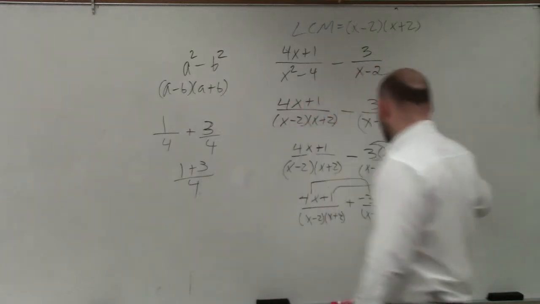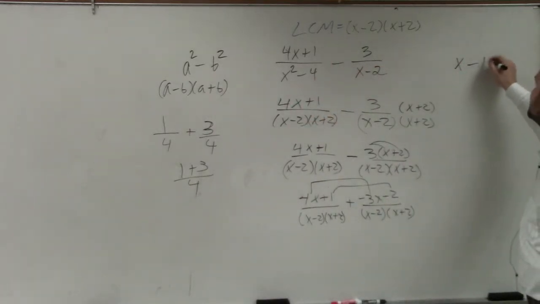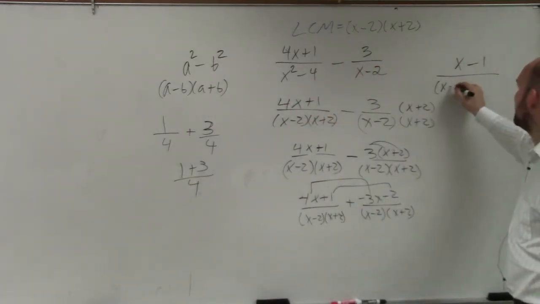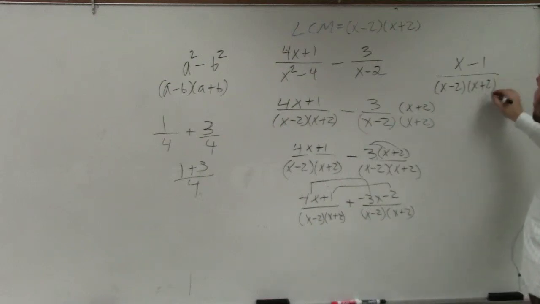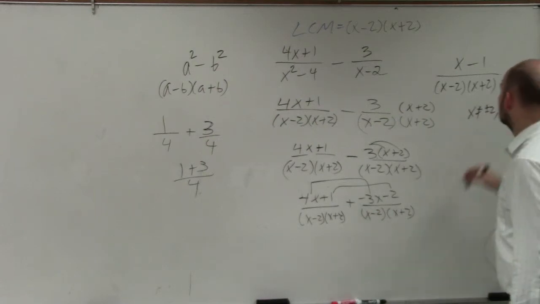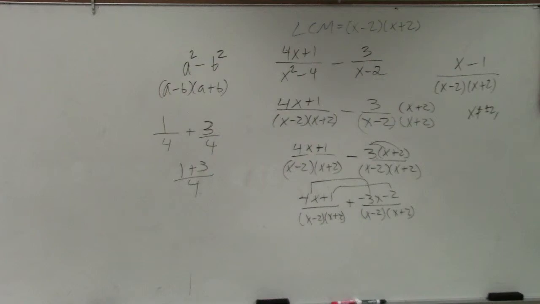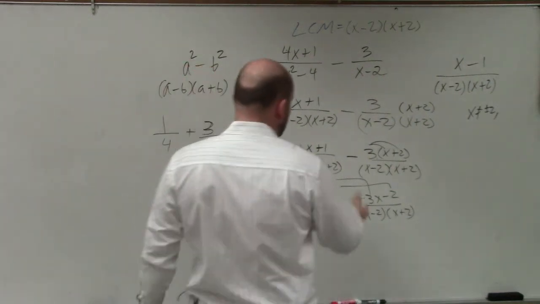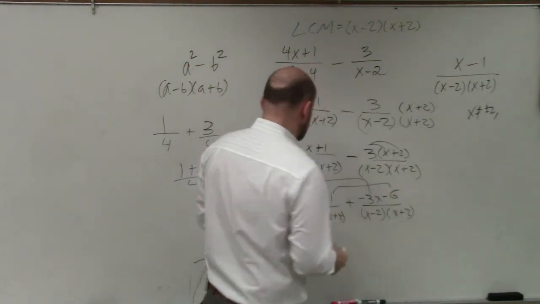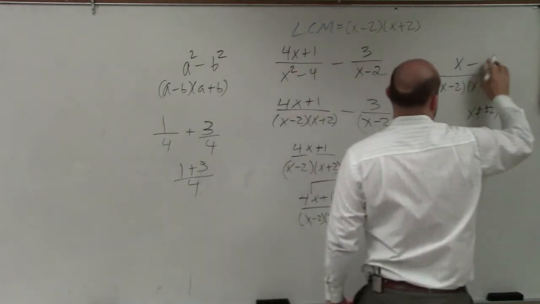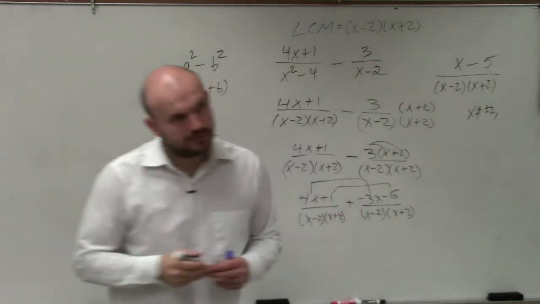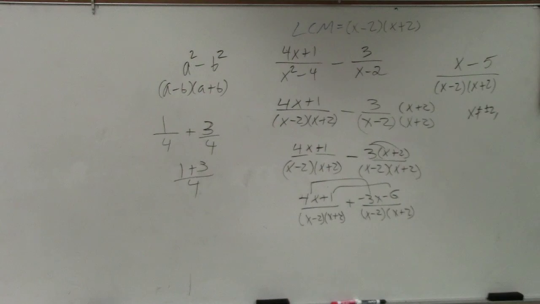So the final answer is going to be x minus 1 over our common factor of x minus 2 times x plus 2, where x cannot equal plus or minus 2. Wait, but you distributed the 3, so 6. Oh, yes, thank you. So that should be negative 5, right? So you distributed the negative and the 3. So that's why.